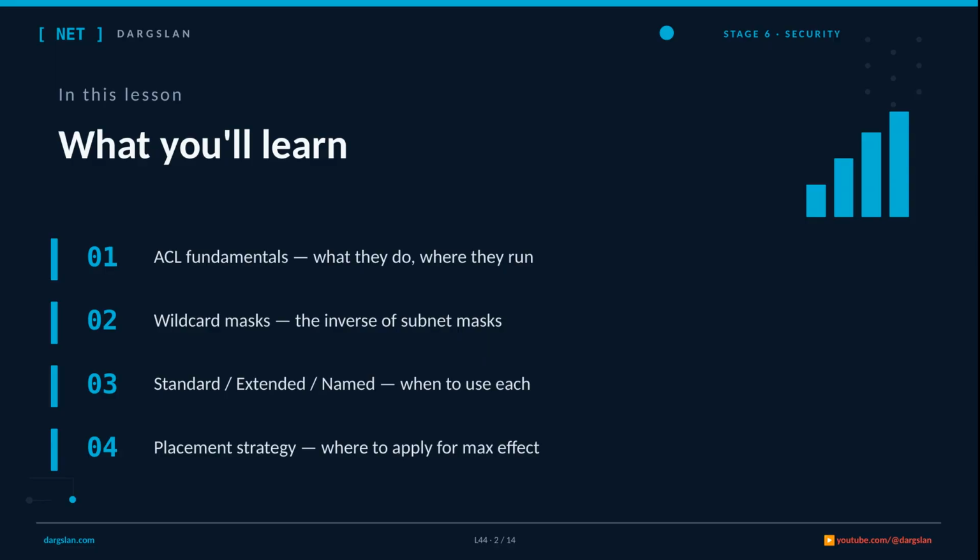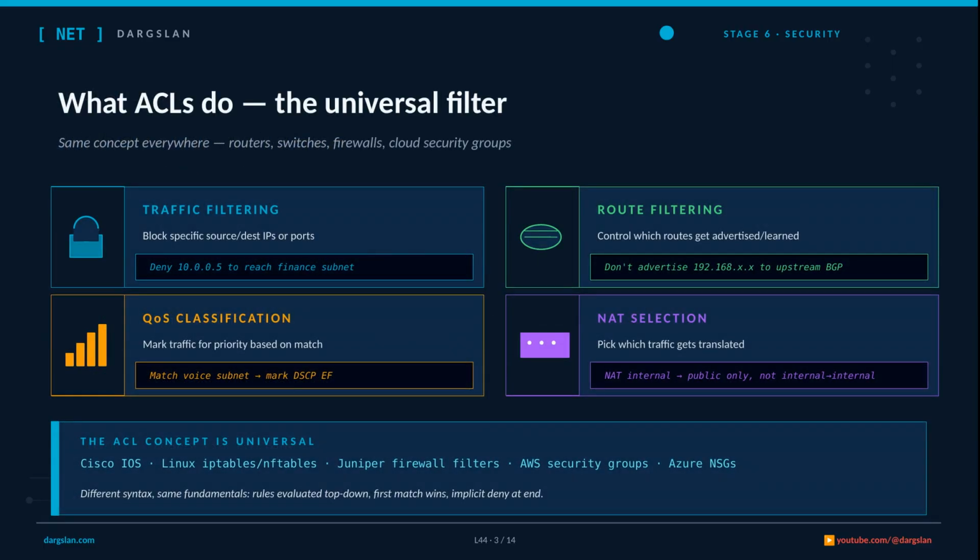We'll start with ACL fundamentals, what they actually do and where they execute on a device. Then we'll demystify wildcard masks, which trip people up because they're the inverse of the subnet masks you already know. From there, we'll compare standard, extended, and named ACLs so you know exactly when to reach for each. And we'll close with placement strategy, because applying an ACL in the wrong spot can quietly undo all your careful filtering. Before we dive into syntax, let's widen the lens, because ACLs do far more than just block traffic.